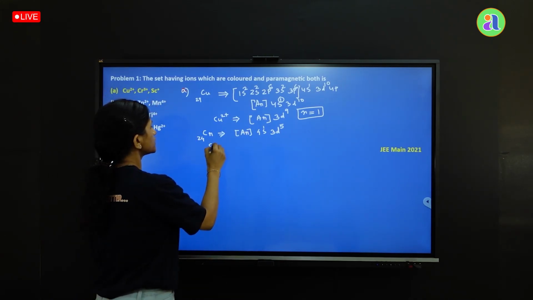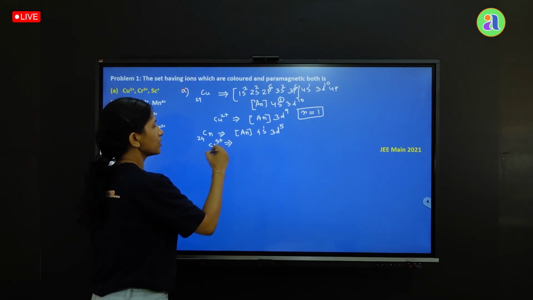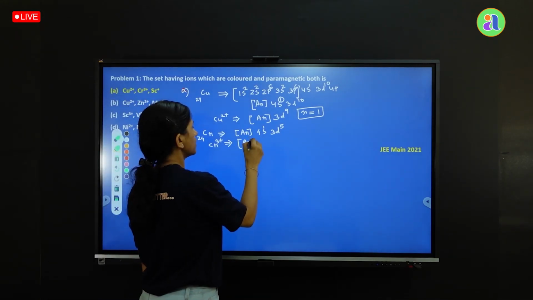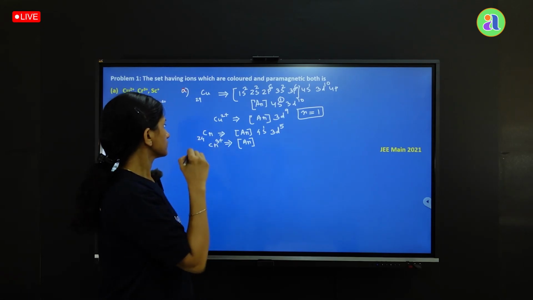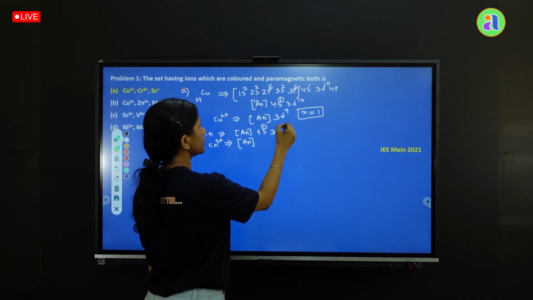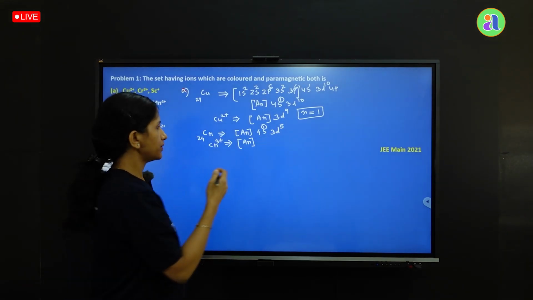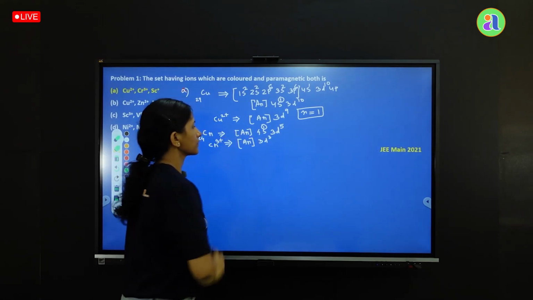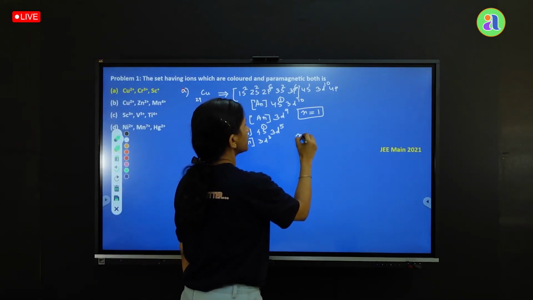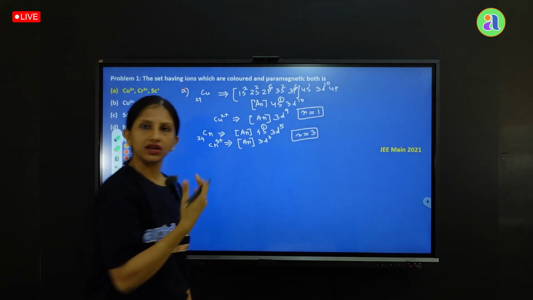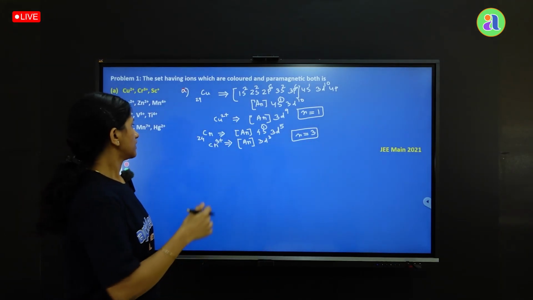Now we have to write the electronic configuration for chromium 3 plus. You will get argon; 1 electron would be removed from 4s and 2 more electrons would be removed from the 3d orbital. So we end up with argon 3d3. The number of unpaired electrons would be 3 here. This is also paramagnetic in nature as well as colored.